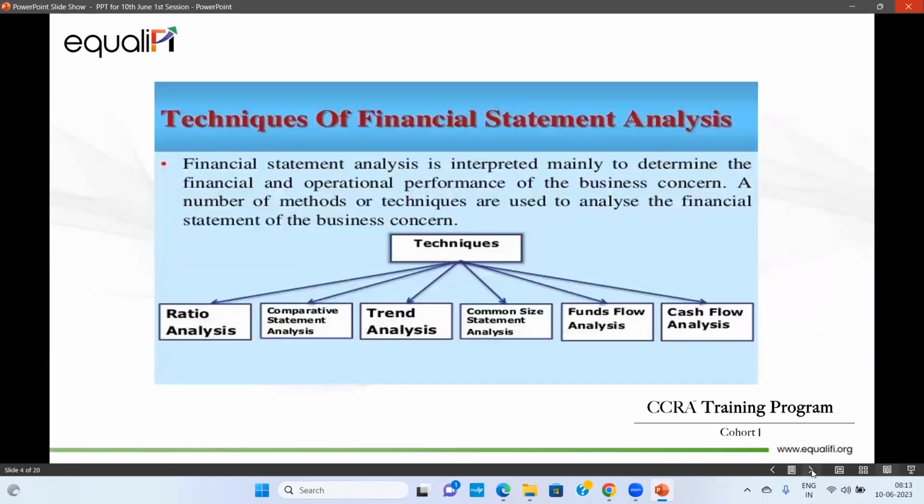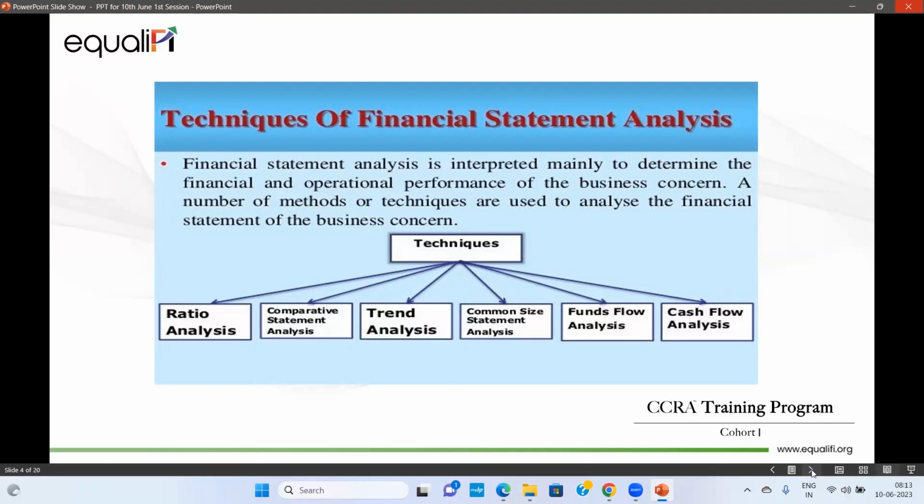Now, normally, as I told you, we do trading and P&L account analysis, and we do balance sheet analysis. But what are the other techniques? If I talk about techniques, it includes ratio analysis, comparative statement analysis, trend analysis, common size statement analysis, fund flow analysis, and cash flow analysis. Ratio analysis is something we are going to discuss in the next session.